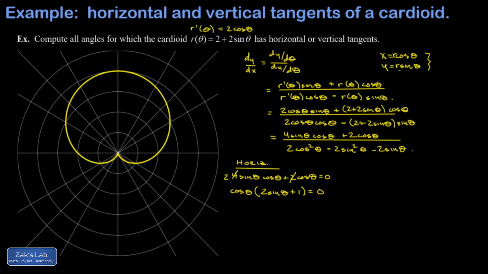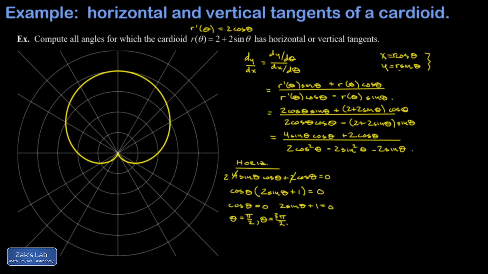This equation is solved if either one of these factors is equal to 0. So I can have cosine theta equal to 0, and I'll have a solution. Or I can have 2 sine theta plus 1 is equal to 0, and I'll have a solution. So where's the cosine of theta equal to 0 if I'm graphing this thing on 0 to 2 pi? That happens when theta is pi over 2 or 3 pi over 2.